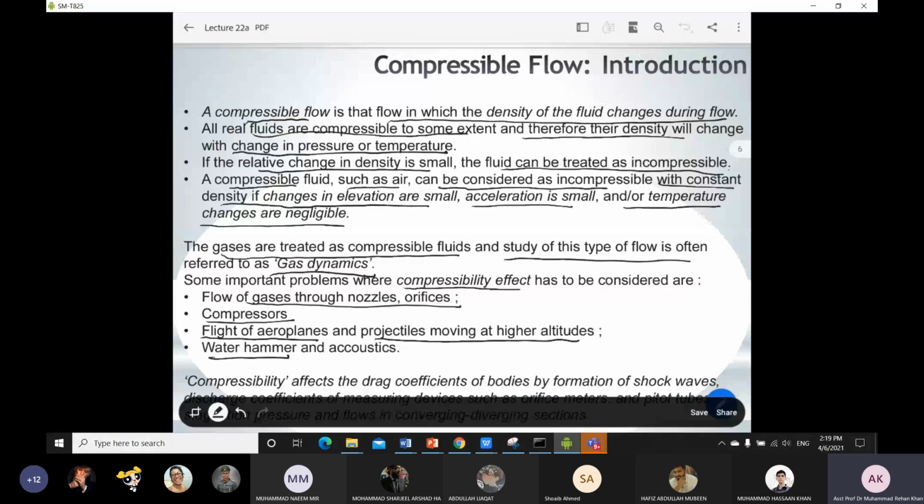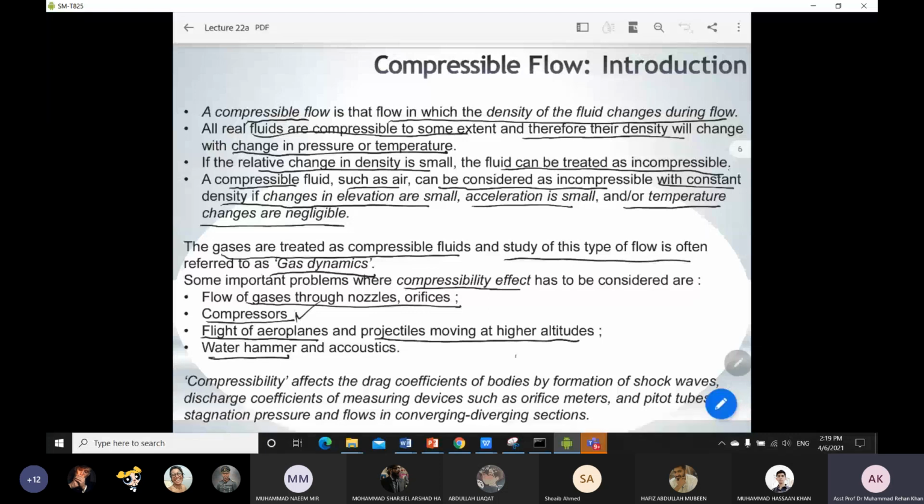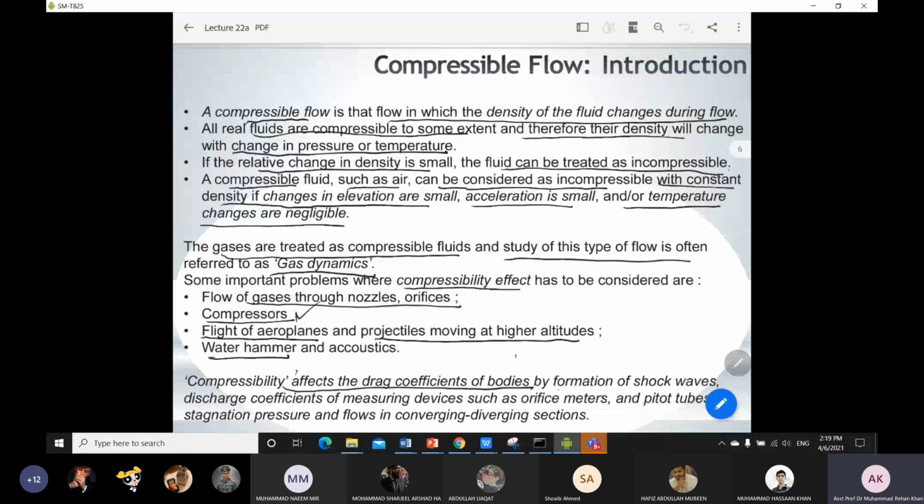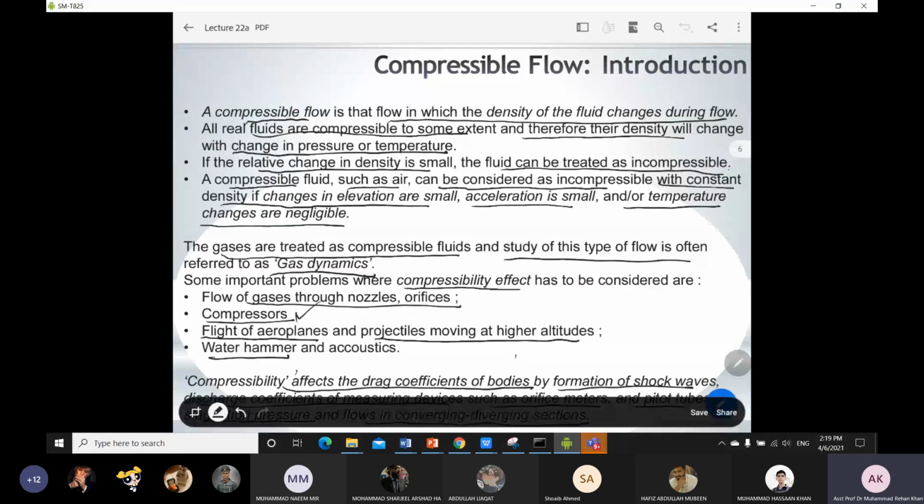Based on thermodynamics, we have to deal with the nozzles and compressors of a steam power plant. Here we have to consider the compressibility effect, and it plays an important role. It affects the drag coefficient of bodies by formation of shock waves, the discharge coefficient of measuring devices such as orifice meter and pitot tube, stagnation pressure, and flow in converging and diverging sections. All these topics we will discuss in detail, including the shock waves.